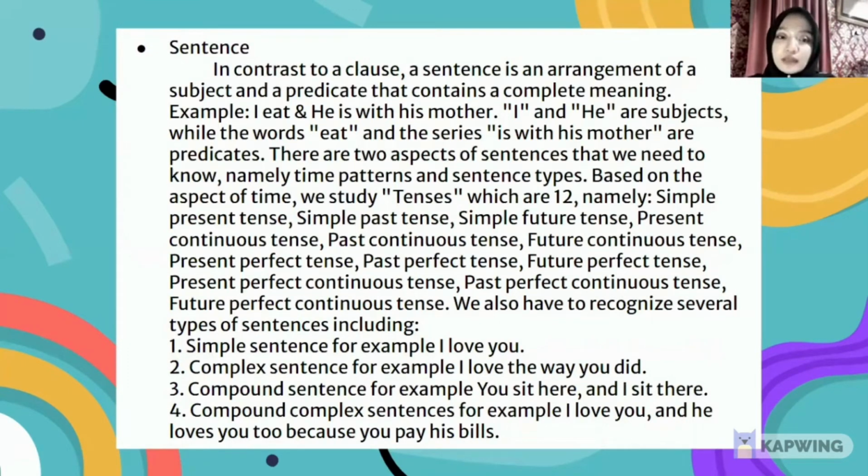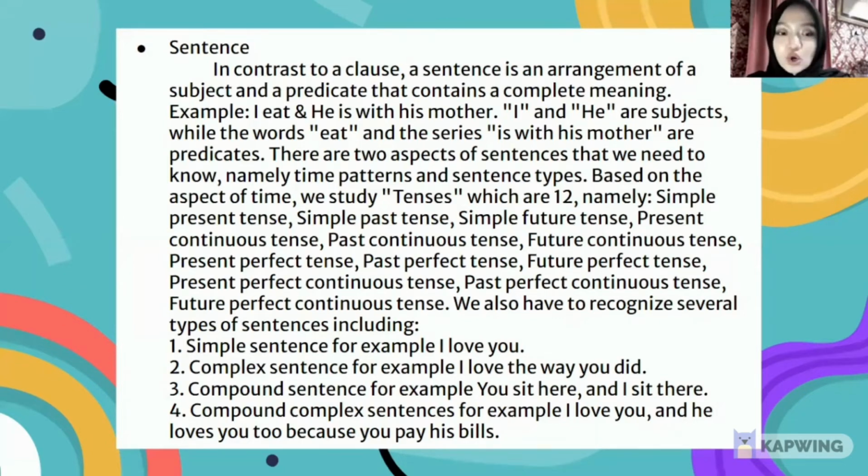Based on the aspect of time, you study tenses, which are 12, namely simple present tense, simple past tense, simple future tense, present continuous tense, past continuous tense, future continuous tense, present perfect tense, past perfect tense, future perfect tense, present perfect continuous tense, past perfect continuous tense, future perfect continuous tense.